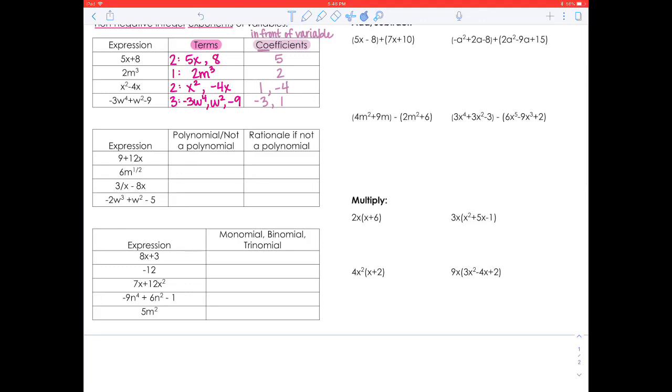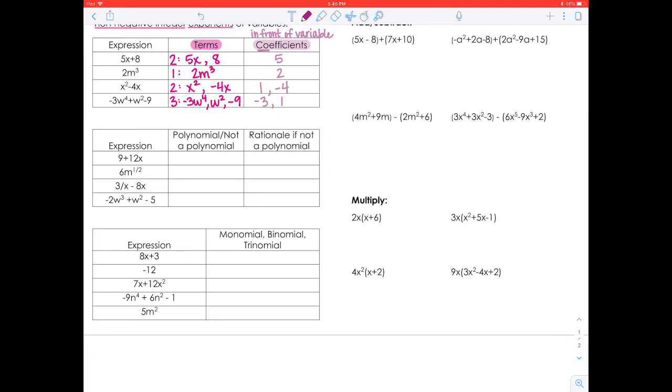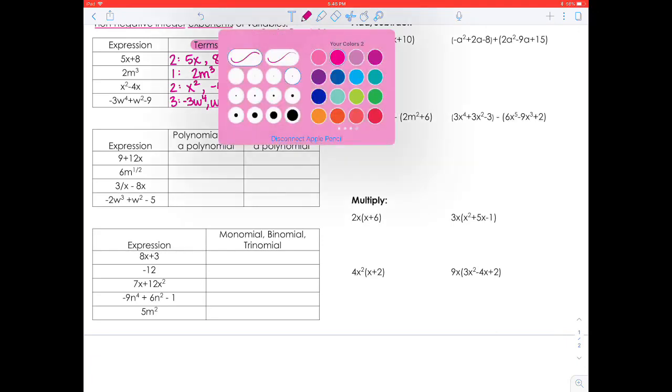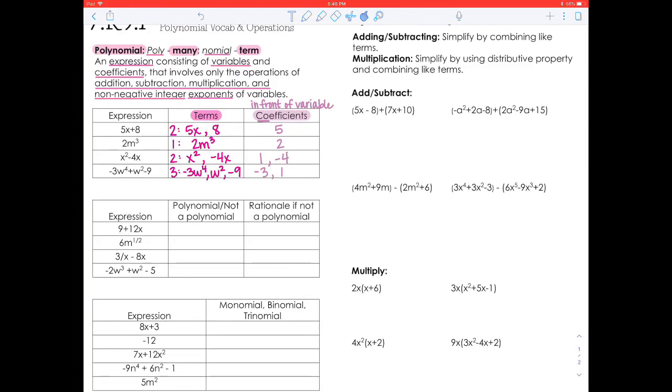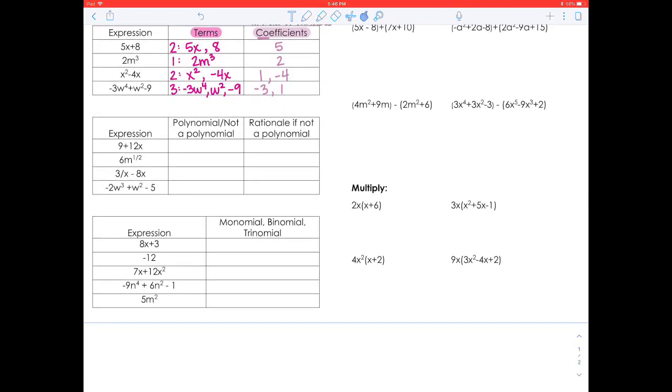Now let's look at determining if an expression is a polynomial or not and why. Okay, so before we had said that a polynomial has to have variables and coefficients. The only operations in it can be addition, subtraction, and multiplication. And if there's an exponent, it cannot be negative, and it must be a whole number. So we're going to take those into consideration when we decide if something is a polynomial or not.